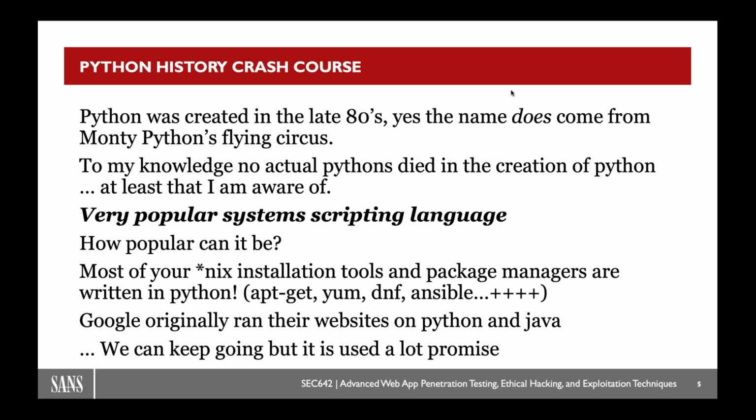Google, when it first started, really started using Python and Java for a long time. So we could keep going on this, but it's a very, very popular language, right? Now, we'll talk about how this impacts the web, but Python is a systems scripting, systems development language, right? So it wasn't thinking about the web as a first class priority, because the World Wide Web really wasn't as big as it is now. So just keep that in mind, okay?